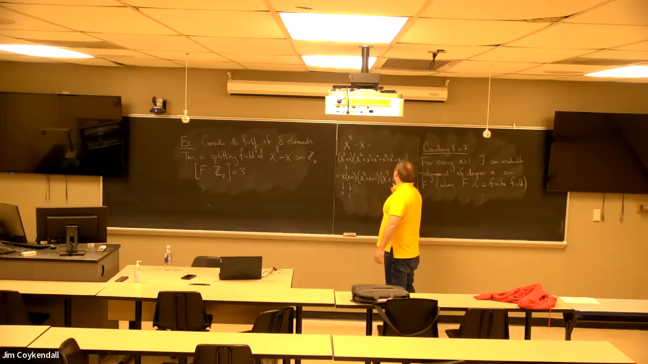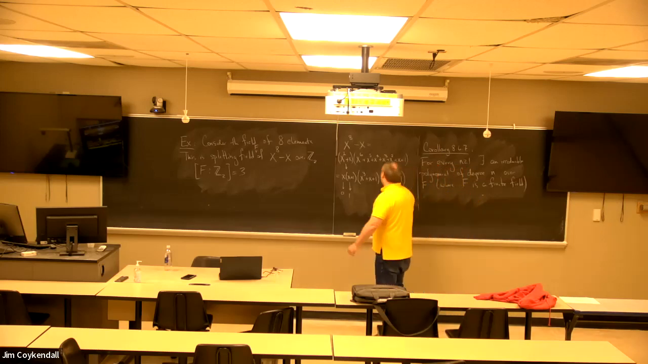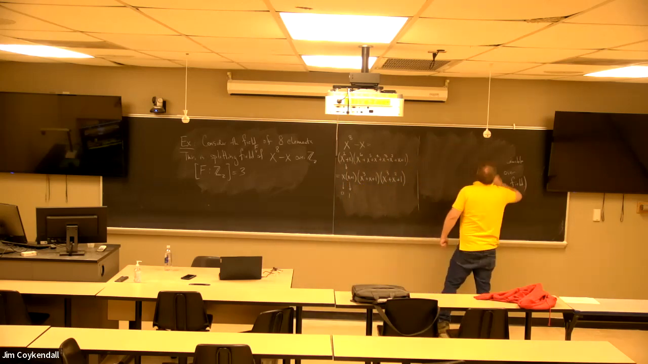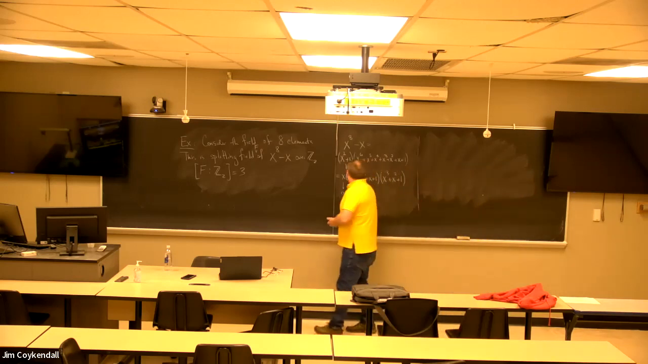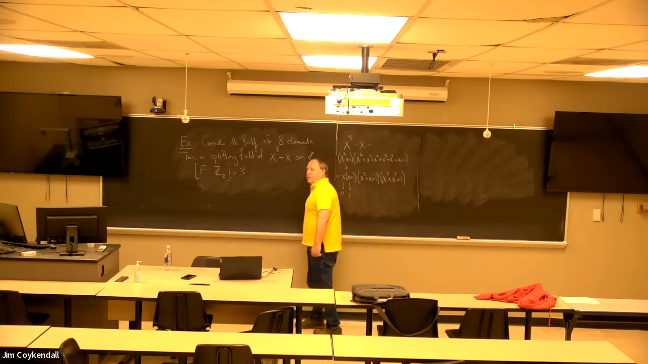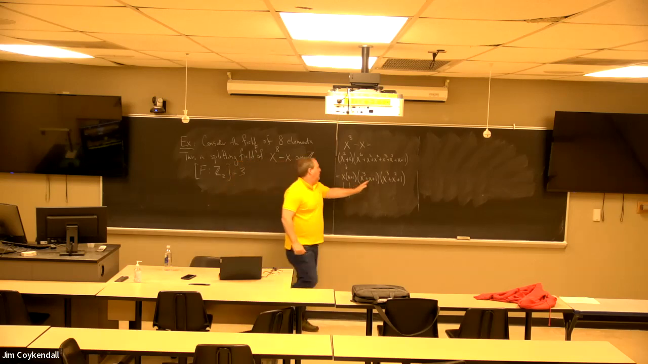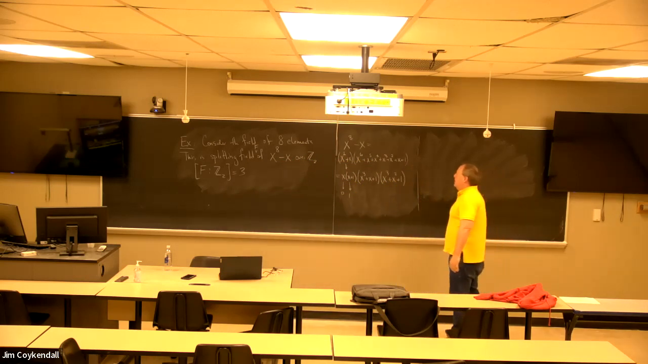And 1, 2, 3, 4, 5, 6. These elements right here are the 6 extra elements that you need. Right? And notice all you need is to adjoin one of these roots, any one. So all you have to do is adjoin any one of the roots of these last 2, and you will generate the entire thing.